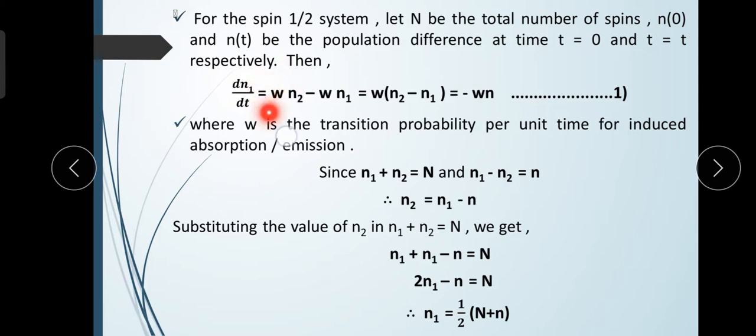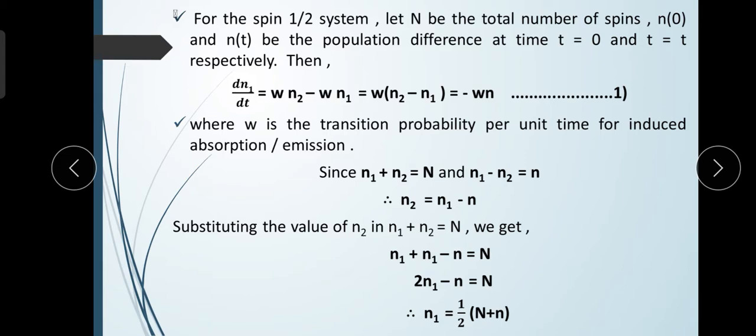So if we multiply this transition probability by the difference between the number of spins in the upper energy level and the number of spins in the lower energy level, we get the rate of change of the number of spins which occupy the lower energy level. So this is the rate of change of the number of spins occupying the lower energy level, and from this we get directly this relation. This is equation number 1.